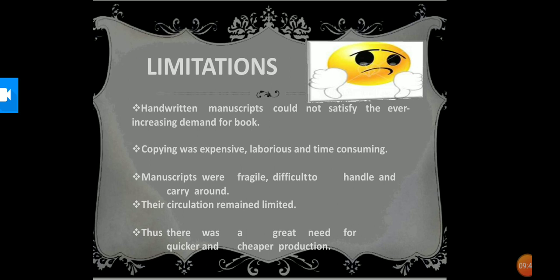But before that, we must remember Gutenberg and the printing press. During this period of time, Gutenberg invented the printing press. But let us see the limitations first. Handwritten manuscripts could not satisfy the ever increasing demand for books. Copying was expensive, laborious, and time consuming. Manuscripts were fragile, easily breaking down into small pieces, difficult to handle and carry around. Their circulation remained limited. Thus, there was a great need for quicker and cheaper production. Then what happened? We'll see now.